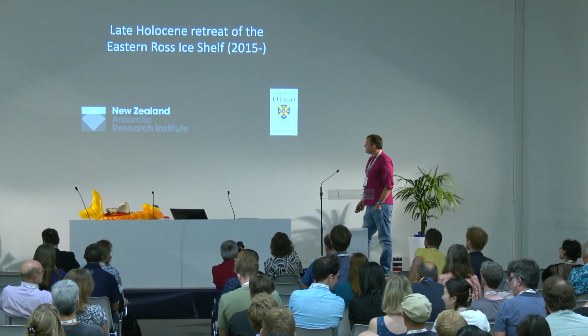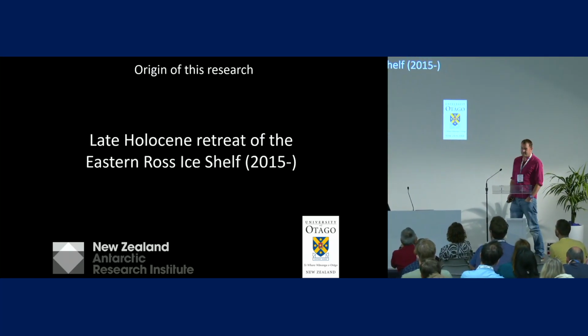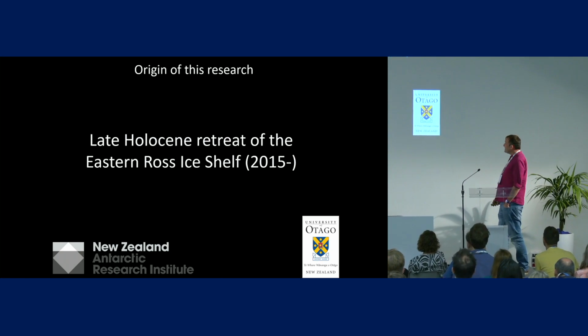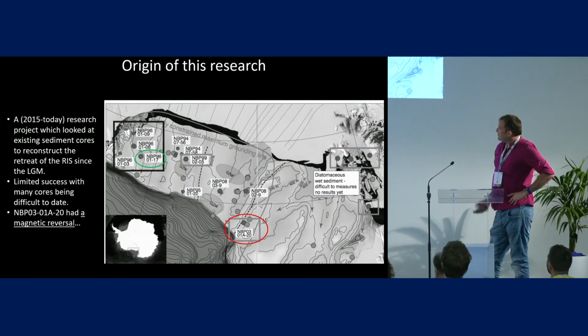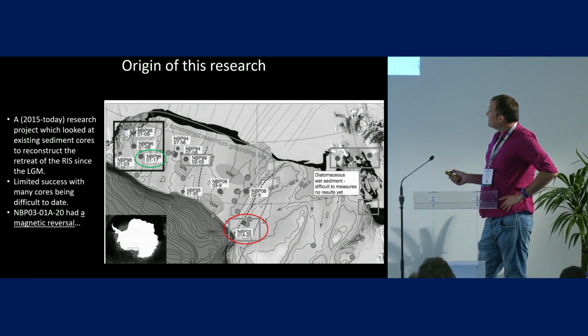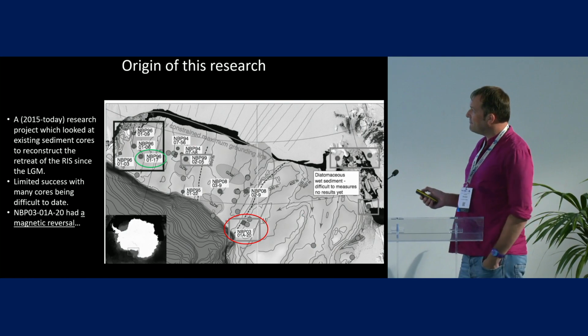My name's Onheiser from the University of Otago, and you notice that's the wrong title. But I did that on purpose. So this project began back in 2015. We looked at a bunch of sediment cores from across the Ross Embayment to try and reconstruct the retreat of the Ross ice shelf from the last glacial maximum.